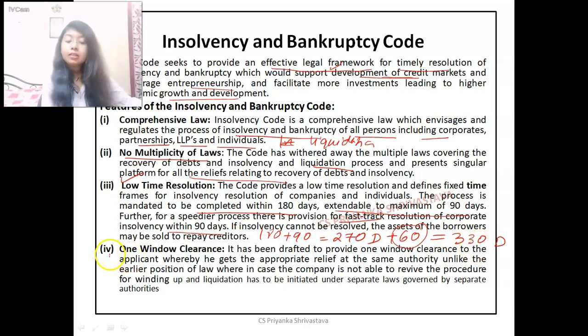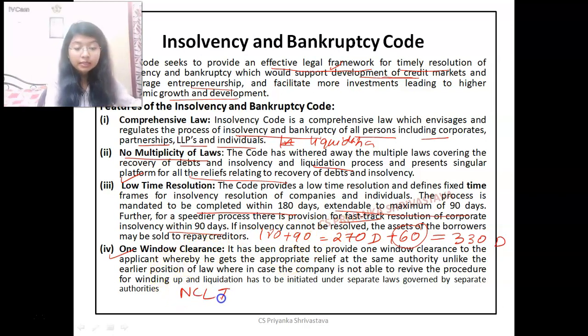Okay, and this is one window clearance. It has been drafted to provide one window clearance to the applicant, whereby he gets the appropriate relief from the same authority. There is only one authority we have here, that is NCLT. You have to go to NCLT only to get the relief in the above matters.